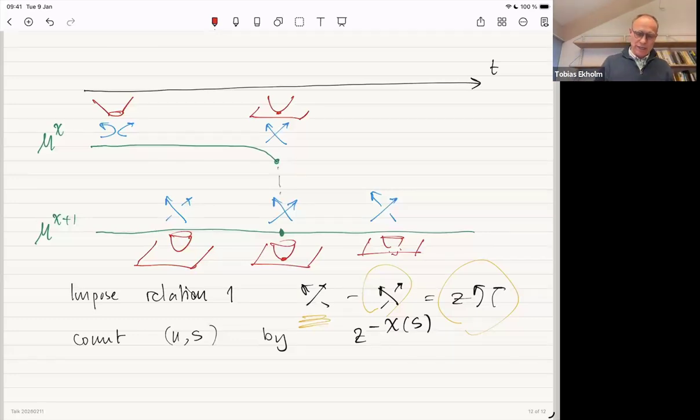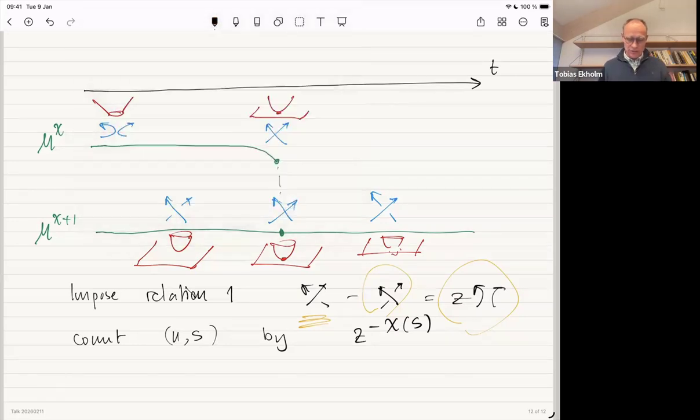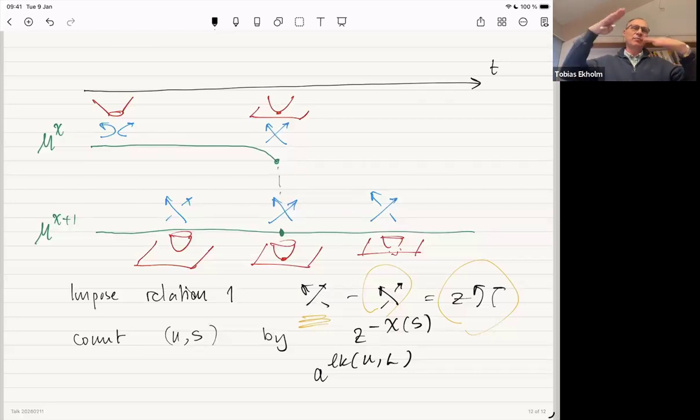So what we would like to do, in order to cure this, is count U by A to the linking between U and L. So this is, of course, a little bit tricky to define because U has boundary on L, and if you want to define the linking number between two things where one has boundary on the other one, that's a little bit tricky. So I'll tell you how it goes, and it leads also to the third Skein relation.